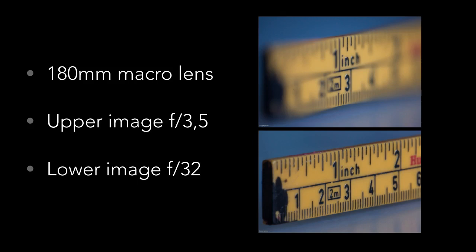In this image, I used a 180mm macro lens. The upper image is taken with aperture f3.5. See the narrow depth of field. It is only a few millimeters. In the lower image, I used aperture f32. And there we have depth of field over a few centimeters.